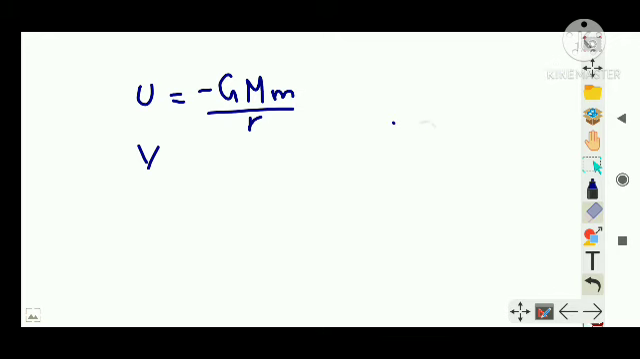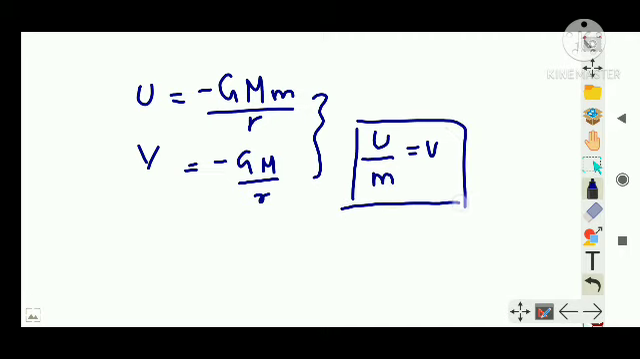Similarly, we dealt with the term potential, that is the work done to bring a unit mass from infinity to a point. So the expression of V also we found like this. You can see easily that there is a relationship we can build between U and V. That is, if I write U by m, I can write it as V. So U by m, that is potential energy per unit mass, is also called potential. You can find this from the above two equations, very easy.